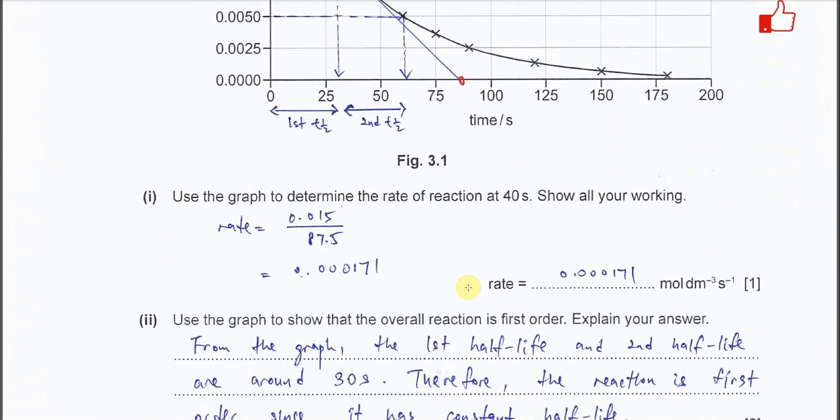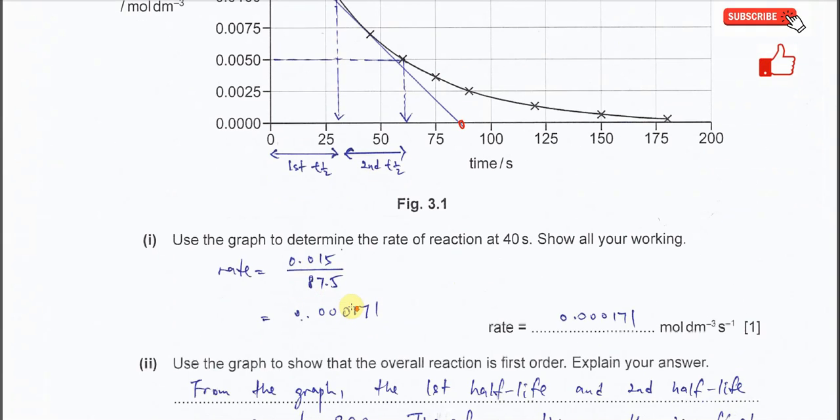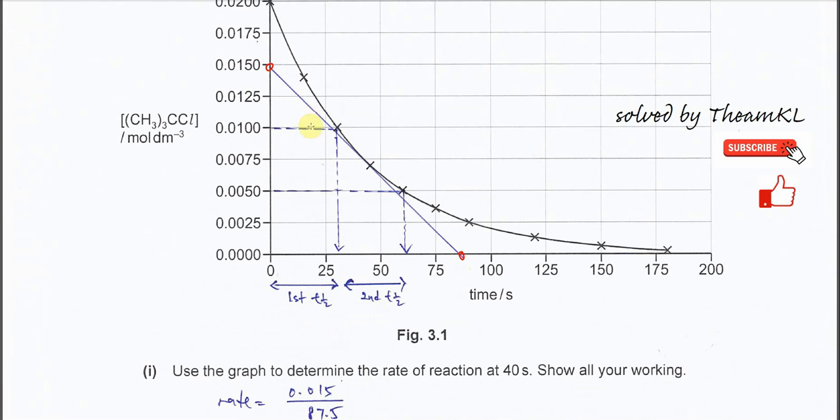So for example, let's say from this we can use 0.01 over 85.5 seconds. So the rate roughly you'll get 0.000171. So the rate is this, mole per dm cube per second. Okay, just calculate like this.